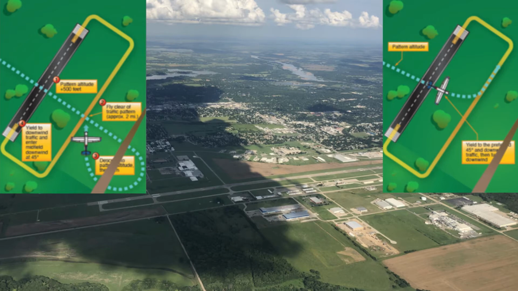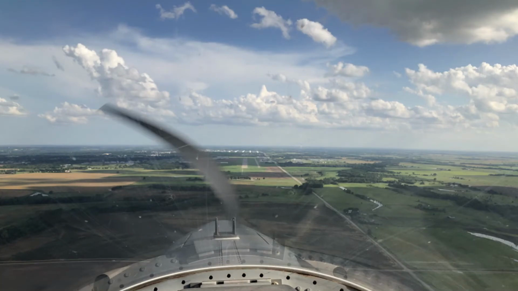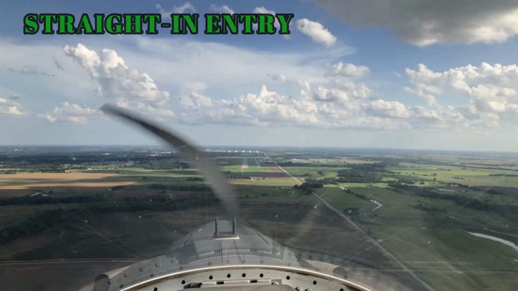To mitigate the risk of a midair with another aircraft, fly at least 500 feet above traffic pattern altitude. After overflying the field, consider flying 2 or 3 miles past the airfield before executing a turn and descent to enter the downwind.